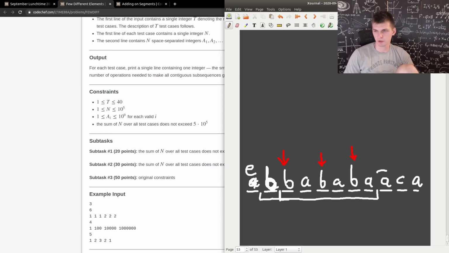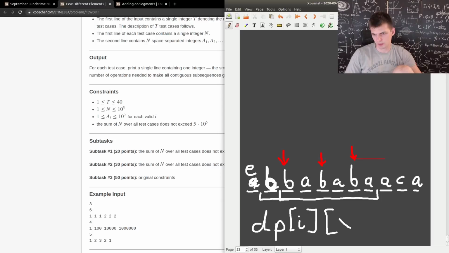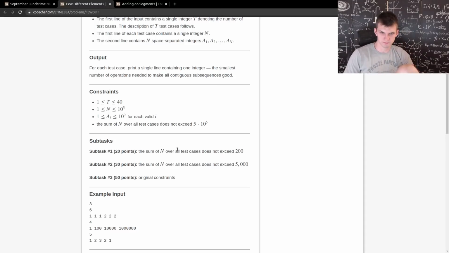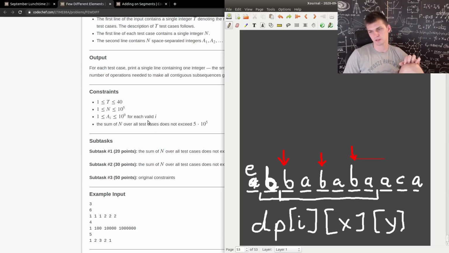When I move forward by 1, I only need to remember those two values. So it will be dp of I and then value 1 and value 2. I, x, y. Possibly x is equal to y. Then transitions are constant time if x is different than y, because the next number must be x or y. And that's cubic dp. So good enough for this subtask.